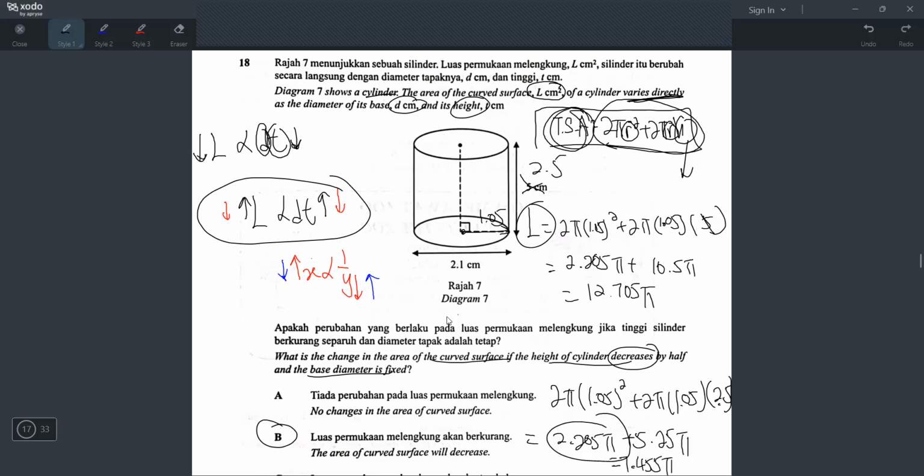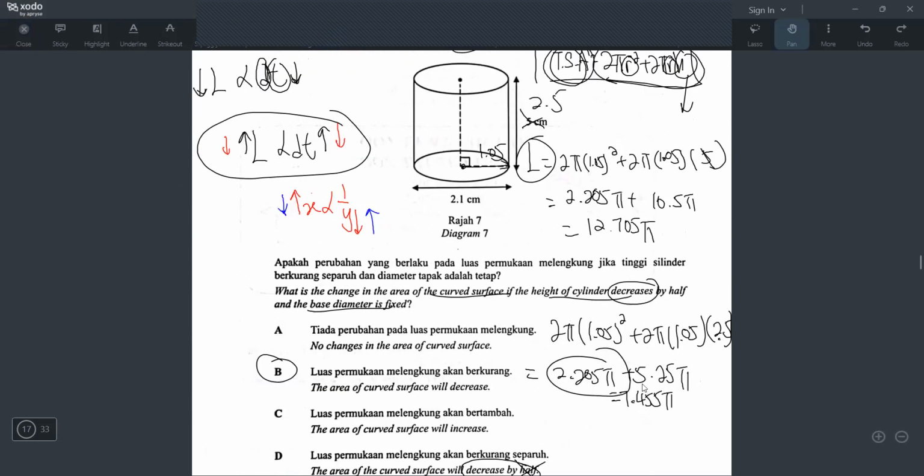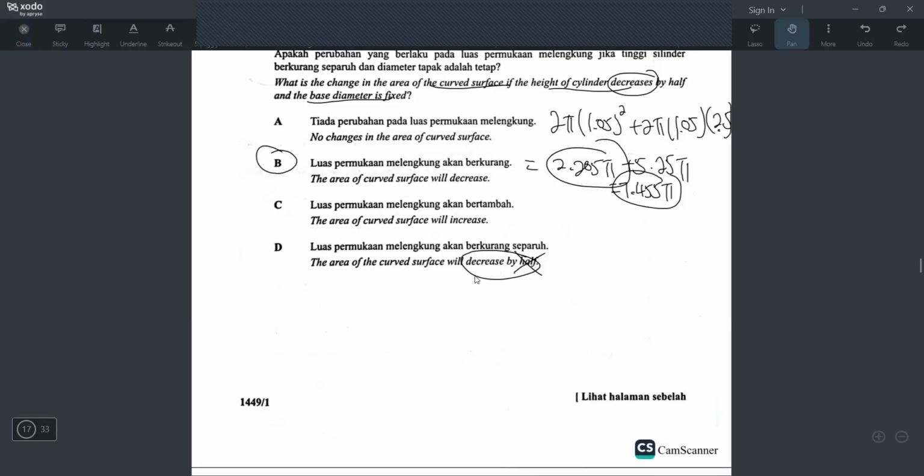So I just want to do this to prove to you that it's not D lah. Because D says the area will decrease by half. It will decrease, but it will not decrease by half because you just compare this. Is this half of this? I don't think so, because when you take 7.455 times 2, you will get 14.91, which is not the same as 12.705. So it's not half, right? So, yep, the answer that makes sense here is B. Okay, all right, I hope you understand.